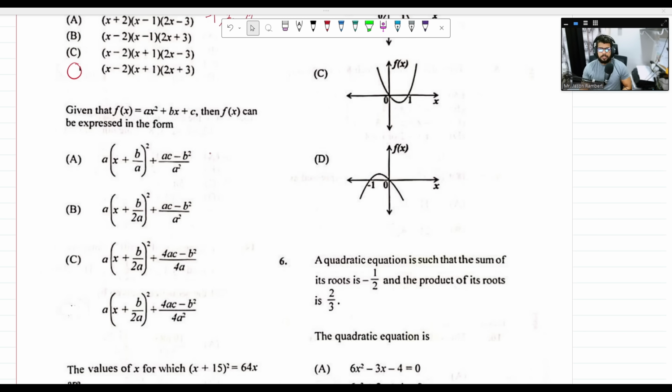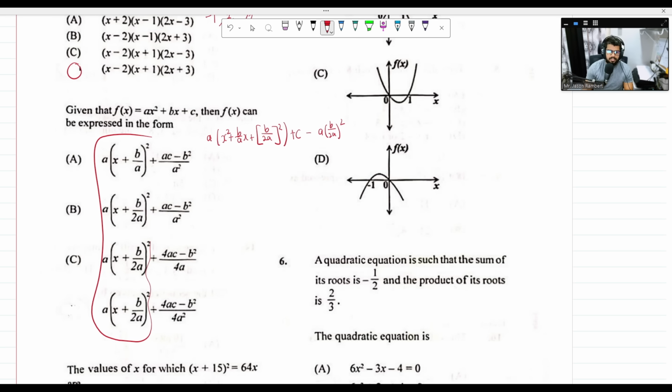But what we can do is go through the regular way to complete the square, which I showed everybody here. We're going to have a into x squared plus b over a x plus b over 2a all squared, because half the coefficient of x is b over 2a, all squared, plus c, and I had to take away a into b over 2a all squared. So all of them are giving me the same thing here, right?